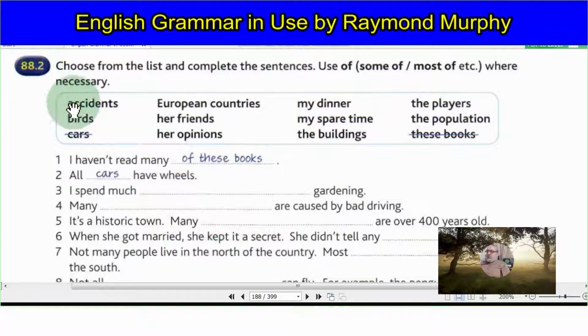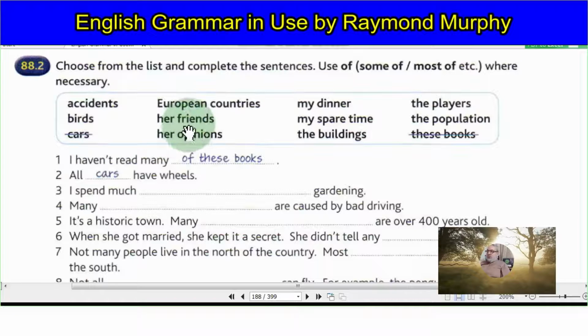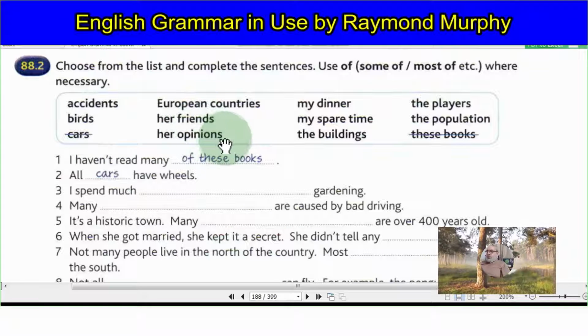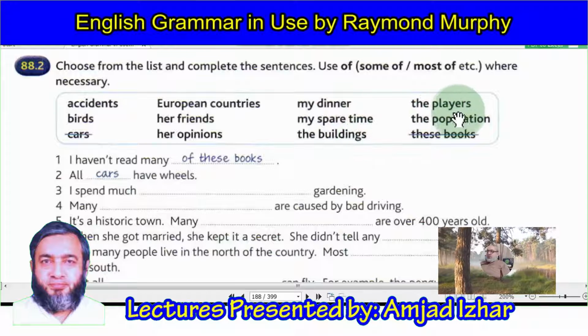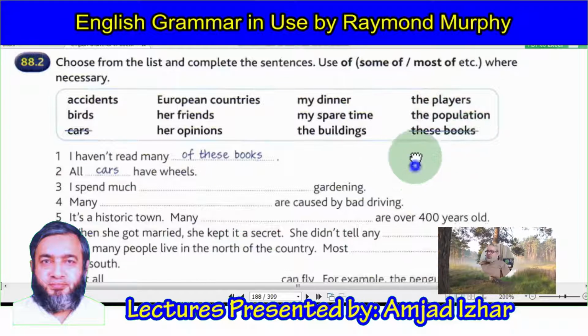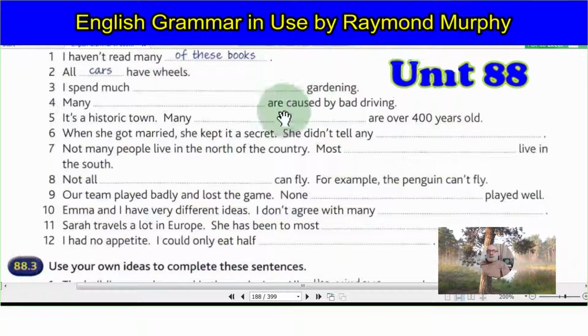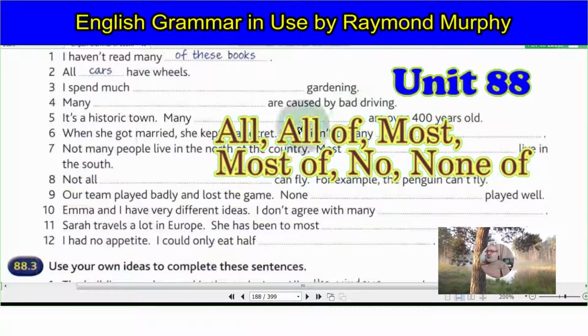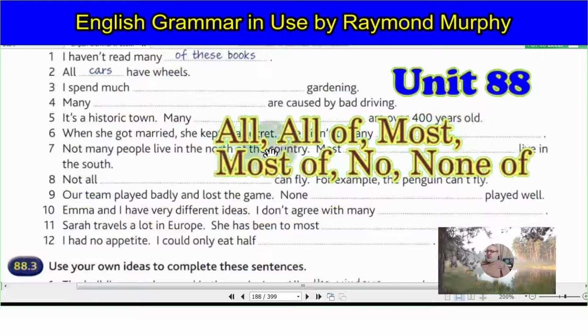Exercise: choose from the list and complete the sentences. Choose all of, some of, most of, none of, many of, much of: accidents, birds, cars, shopping, countries, her friends, her opinions, my dinner, my spare time, the buildings, the players, the population, these books. I haven't read many of these books. I spend much of my spare time gardening. Many accidents are caused by bad driving. It's a historic town. Many of the buildings are over 400 years old.